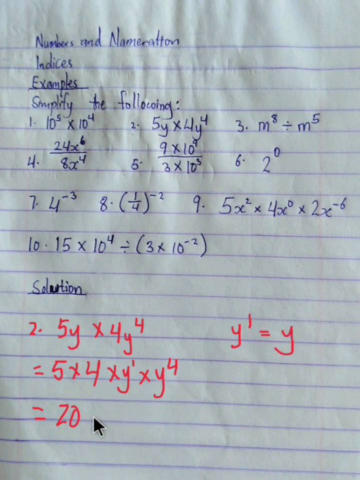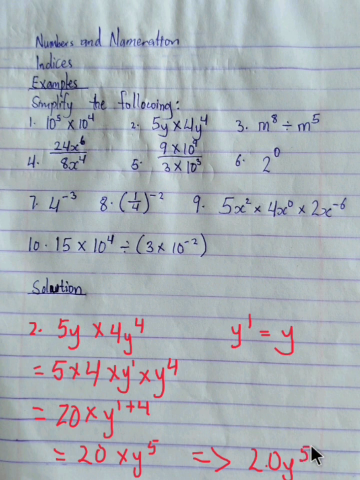Now, we are going to apply the law of indices that whenever we have the same base and we are asked to multiply the two indices, we are going to add their powers. The base of these two indices is y. So now we are going to say 20 times y raised to the power 1 plus 4. So that is going to be 20 times y raised to the power 5, which is also equal to 20y raised to the power 5.